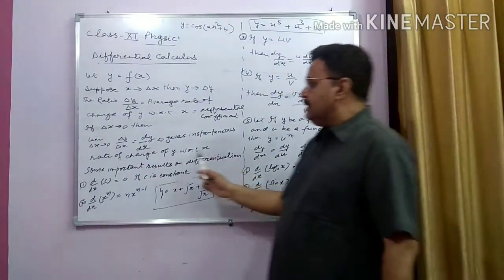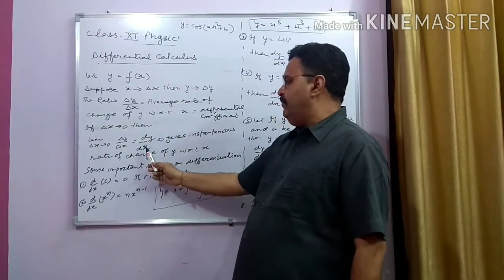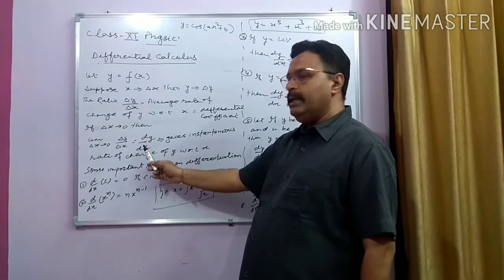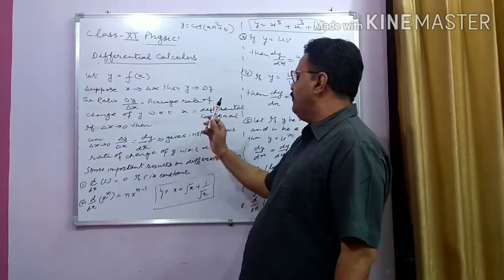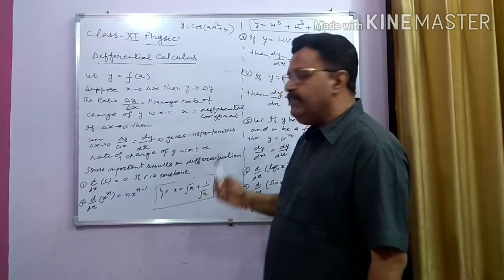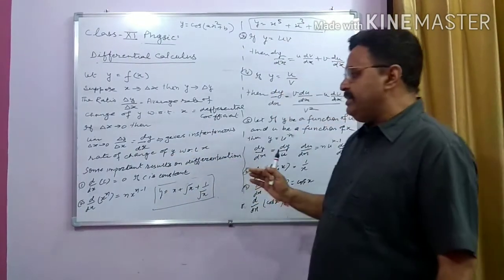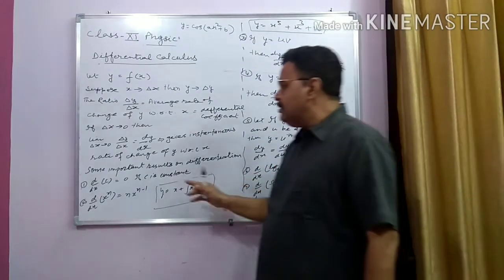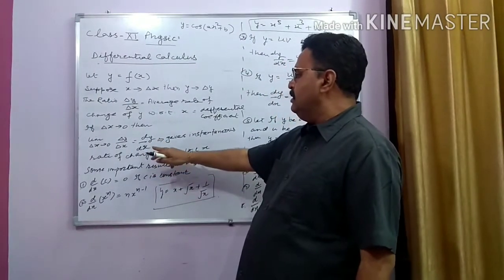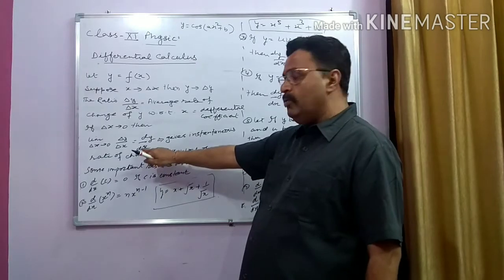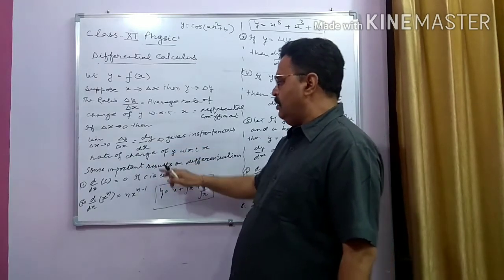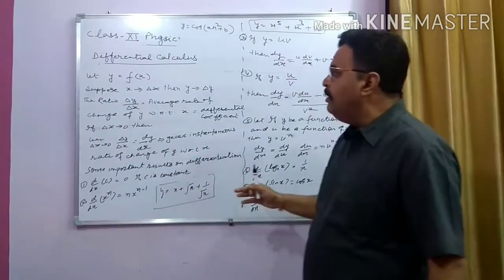So in this way, this is called the derivative of y with respect to x, or the differential coefficient. dy upon dx is a differential coefficient. It means dy upon dx is the change in y with respect to x.